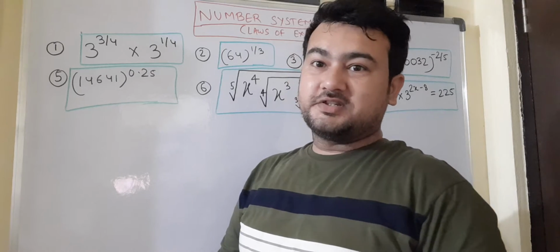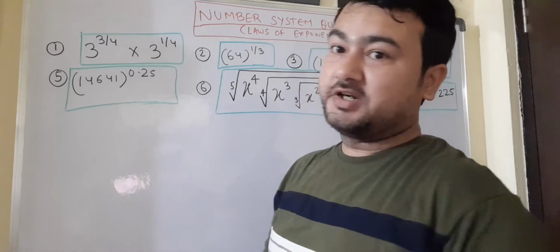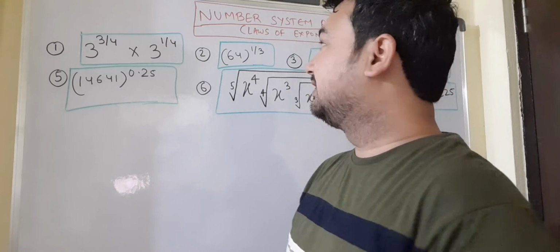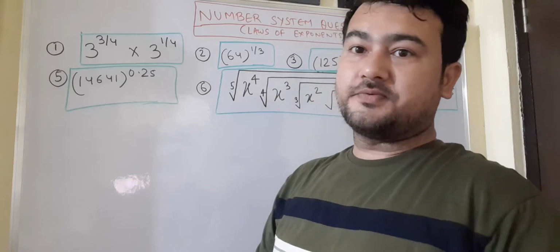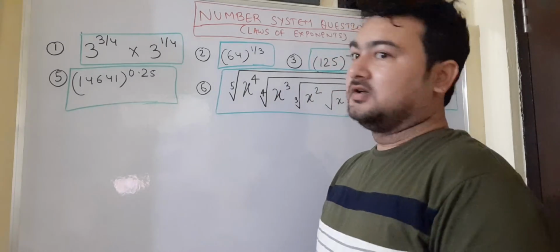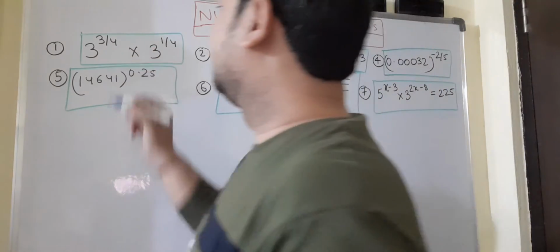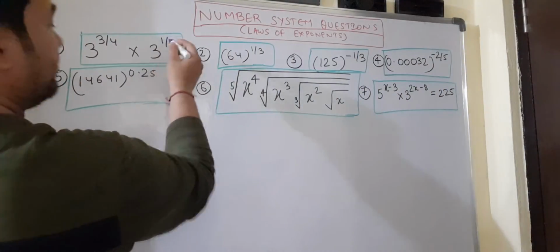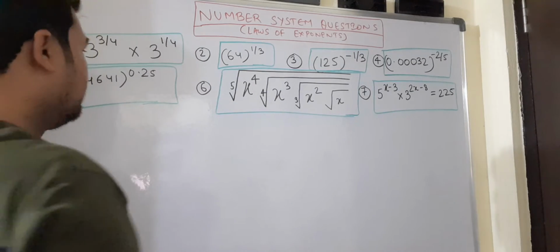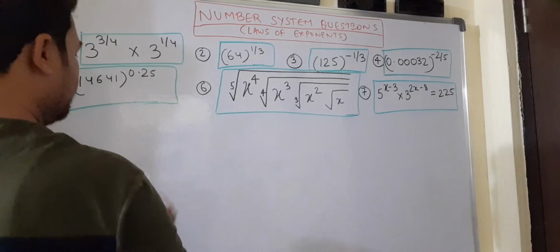In the last class, we studied the laws of exponents, and today we are going to see the questions related to the laws of exponents. The very first question: 3 to the power 3 by 4 multiplied by 3 to the power 1 by 4. This is a very simple question.